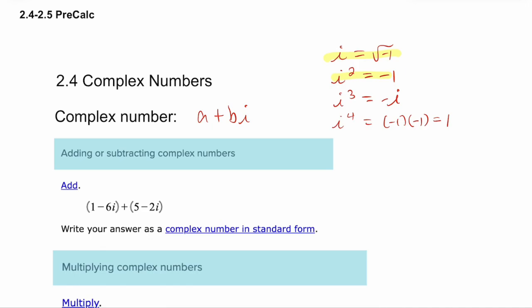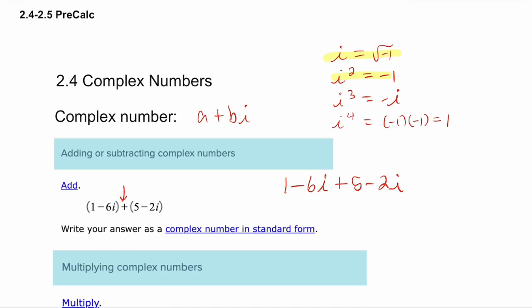So first, let's talk about adding or subtracting complex numbers. If you're going to add or subtract them, you just treat the i like any other variable. If that was 1 minus 6x plus 5 minus 2x, you wouldn't hesitate. You would just combine like terms. Well, that's exactly what you want to do here. Because it's a plus between them, if that were a minus between them, you would distribute that negative, but it's a plus. It's just 1 minus 6i plus 5 minus 2i, and combine like terms.